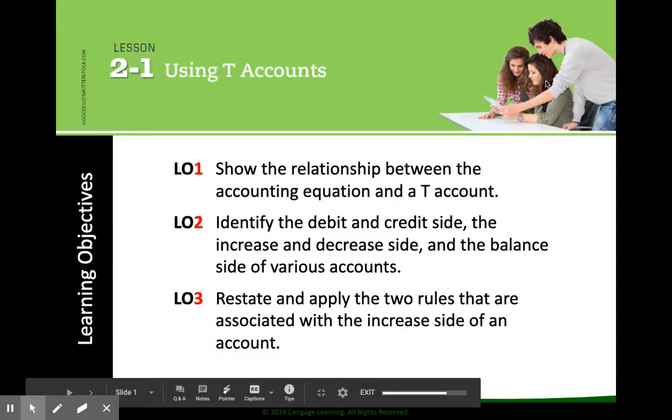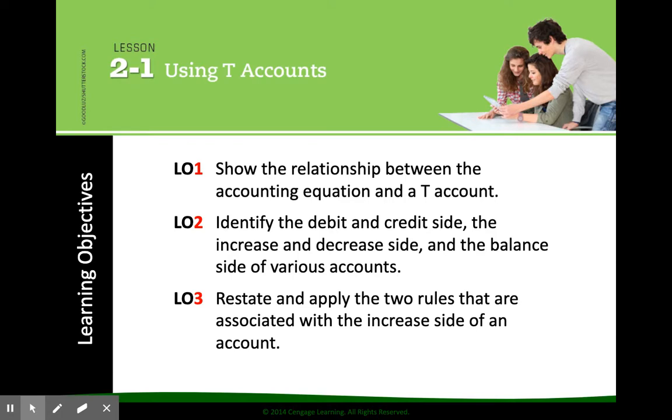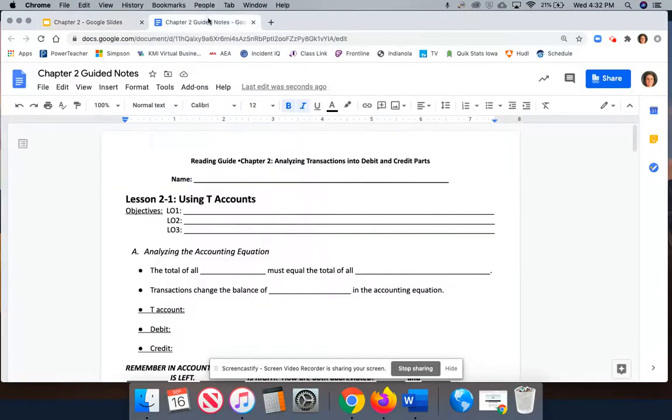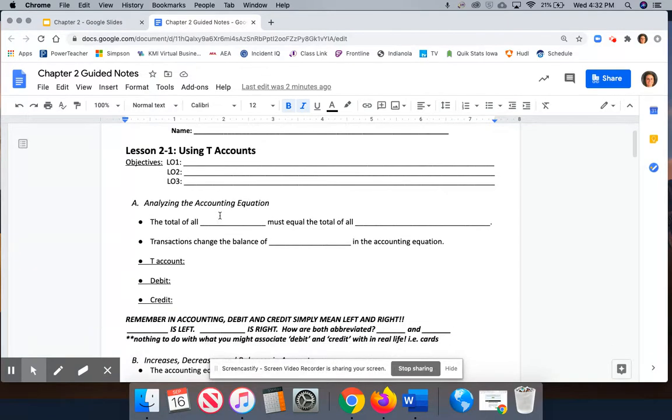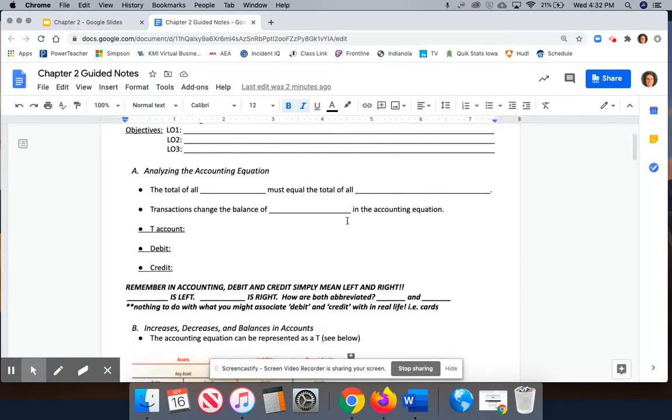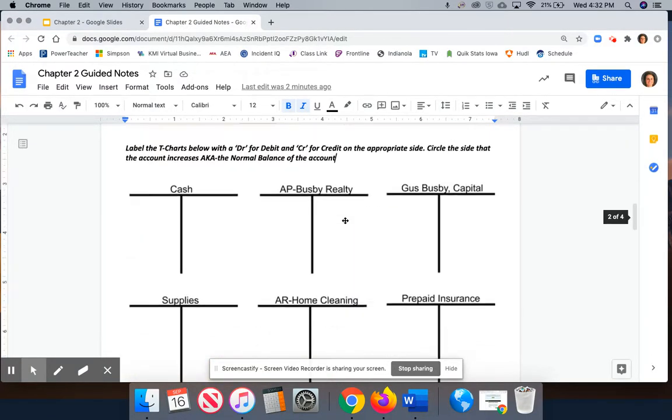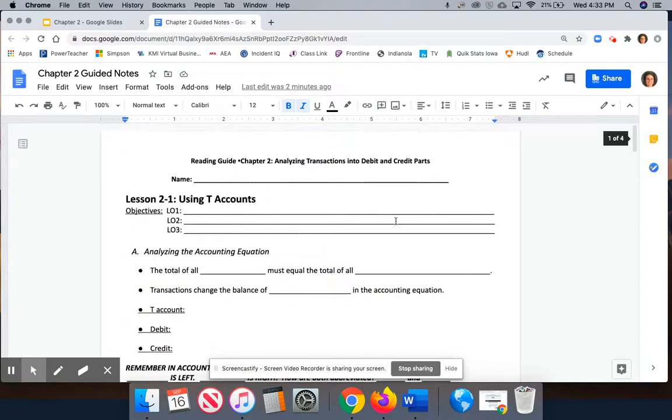For lesson 2.2, we're going to talk about the following things: the relationship between an accounting equation and a T account. We're going to talk about debit and credit for the first time. And then we're going to talk about the rules as far as the increased side and decreased side of an account. So as you're following along here, be sure that you're completing your guided notes. I'll be sure that we get in all the blanks filled in. And we should be through the first 2 pages after 2-1.